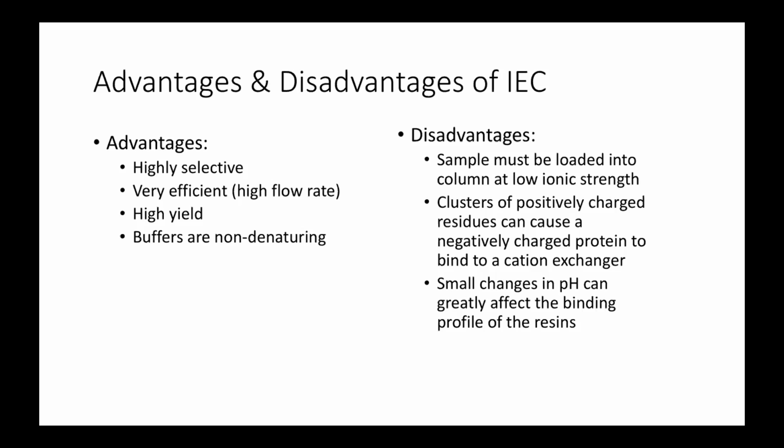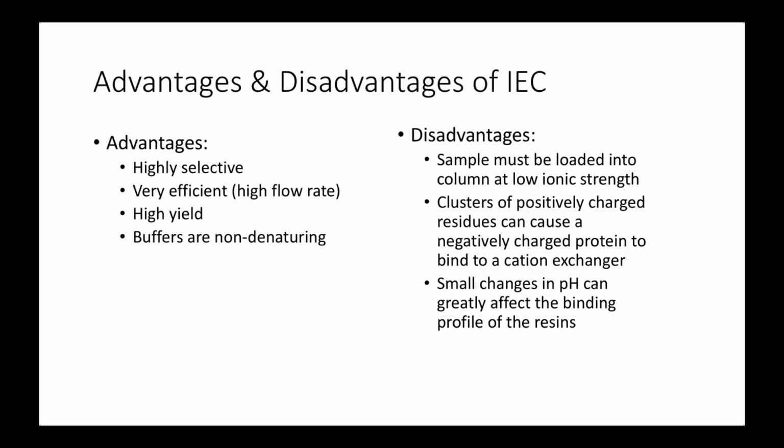It does provide a high yield. And then the buffers are non-denaturing, which means nothing is structurally altered as it passes through the column. So that's a really good benefit, that nothing you're experimenting with is denatured. Some of the disadvantages is that the sample must be loaded into the column at a low ionic strength. This is because the stationary phase is charged, whether positively or negatively, depending upon which type of exchange you're doing. But if you have a bunch of strong ions in there, they're going to be attracted to that, as opposed to the molecule of interest that you're trying to look at.